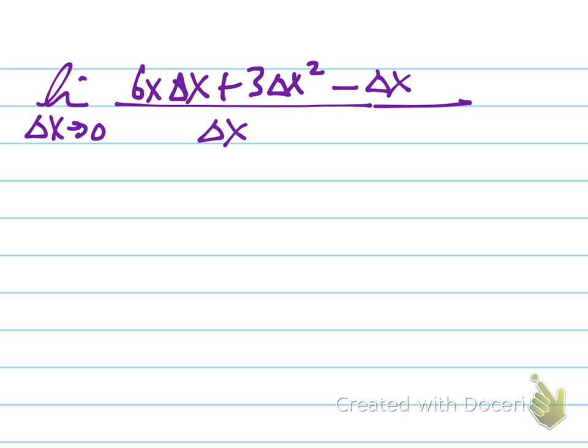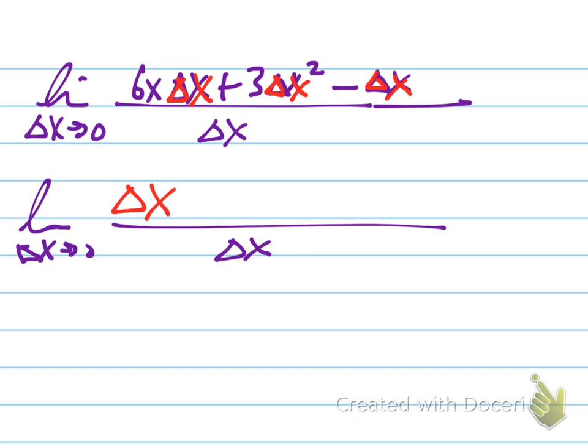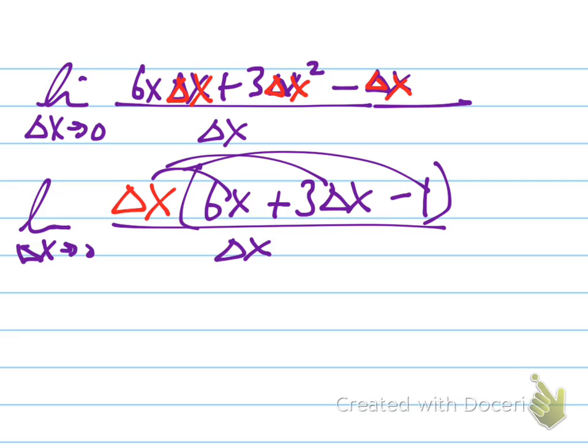What you should notice, and this should be the case whenever you're doing problems like these, is that delta x appears in all three terms, so I can factor it out. Notice that I can't completely remove it from the problem, but that's okay. Factoring delta x out leaves me with 6x plus 3 delta x minus 1, since I have 3 delta x squared and can only take one delta x out. If you're ever not sure, simply redistribute and you should have what you started with.